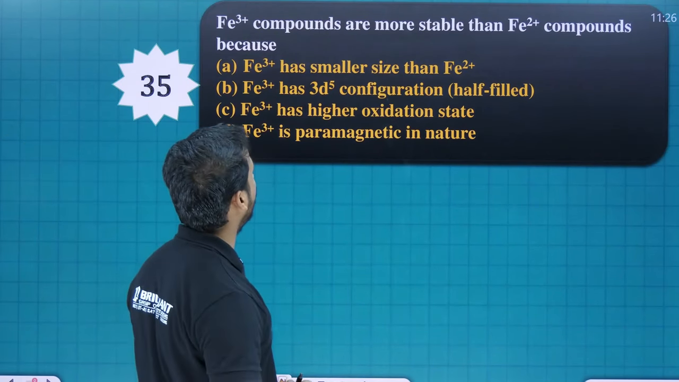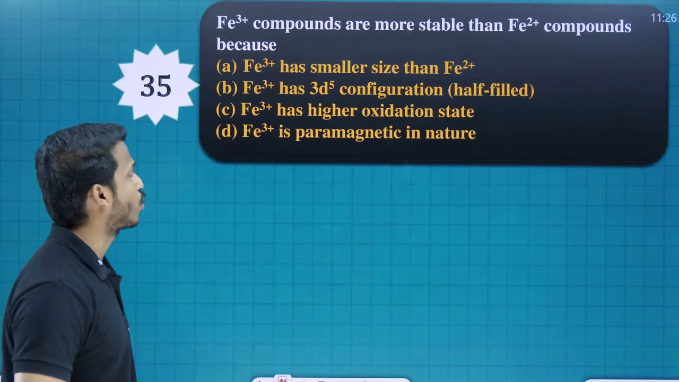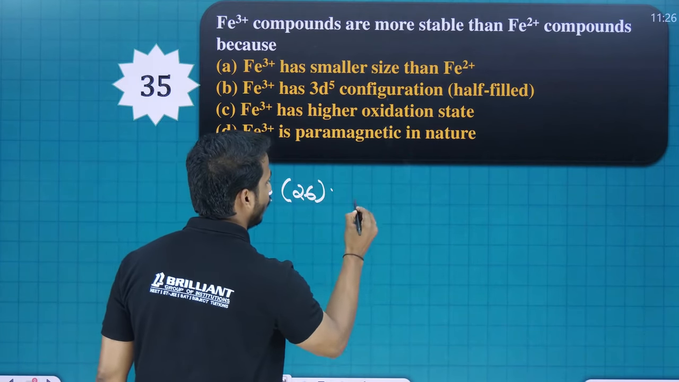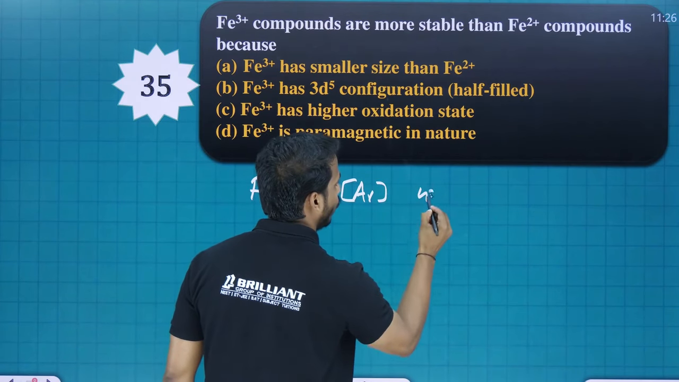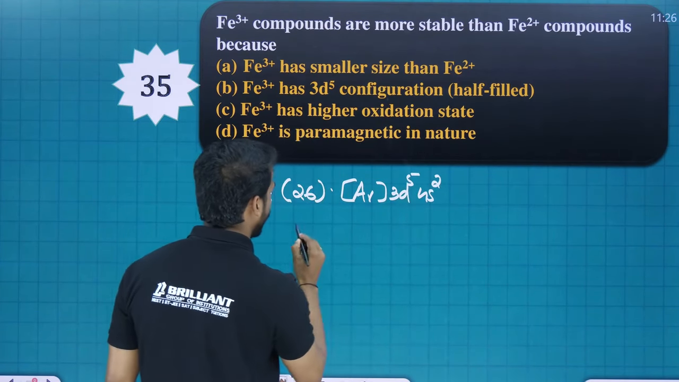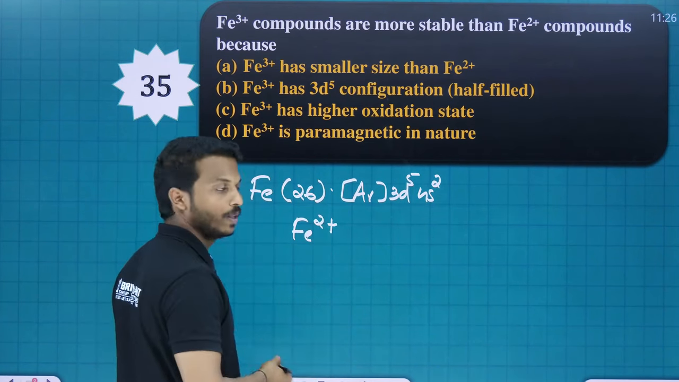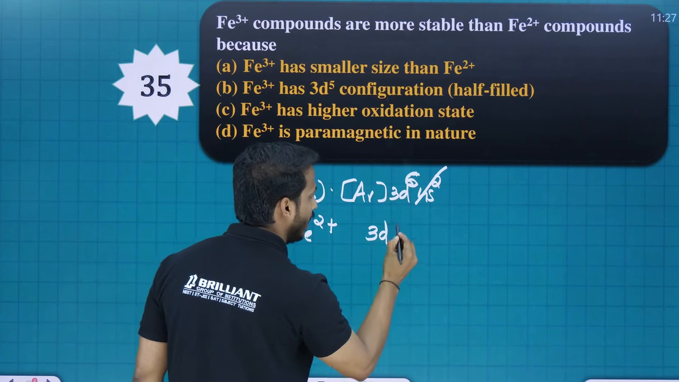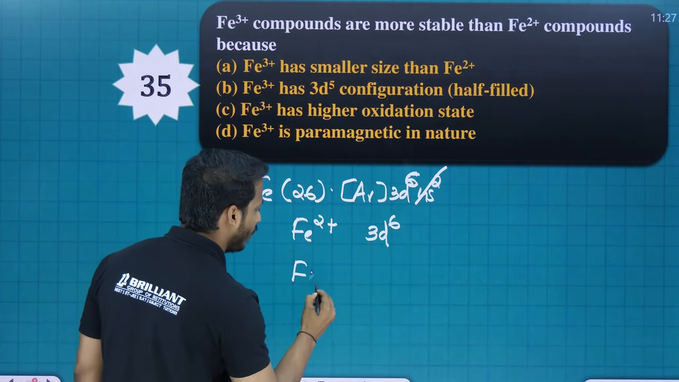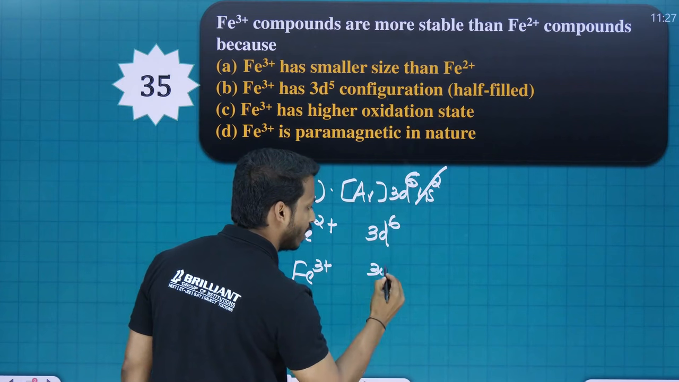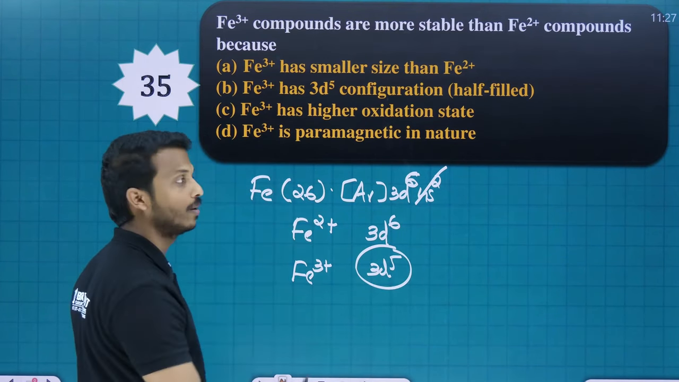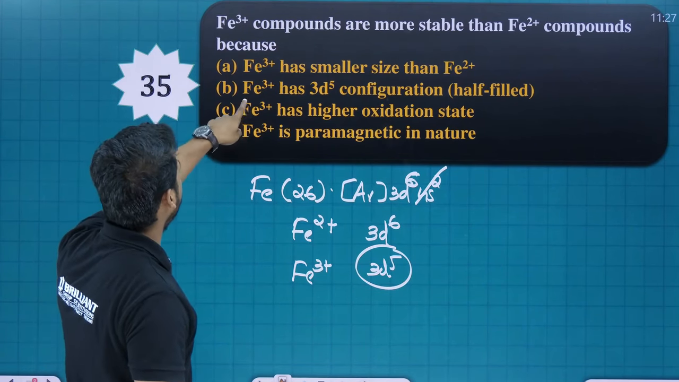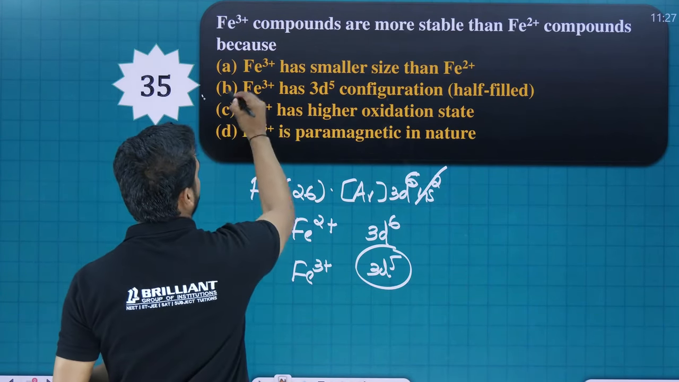Now, Fe3+ compounds are more stable than Fe2+ compounds. Why? Fe atomic number is 26, so the configuration is argon 4s2 3d6. Fe2+ means 3d6. What do you mean by Fe3+? One more electron goes from here, giving 3d5. Yes, it is half filled. So Fe3+ compounds are more stable. What you can say is that Fe3+ has 3d5 configuration.